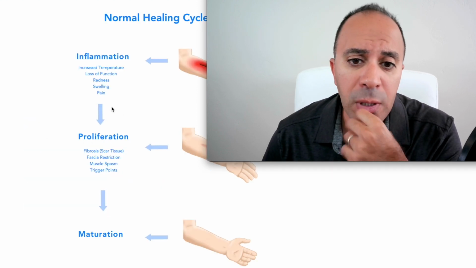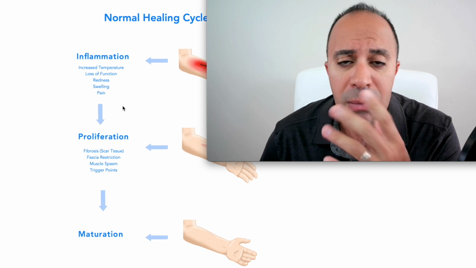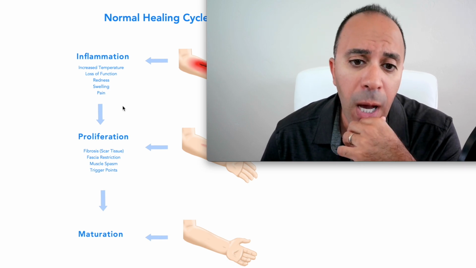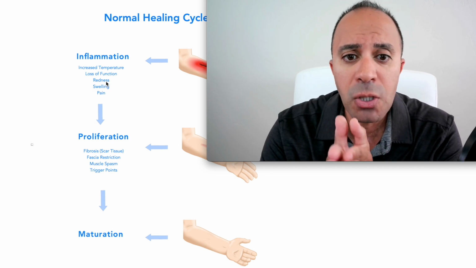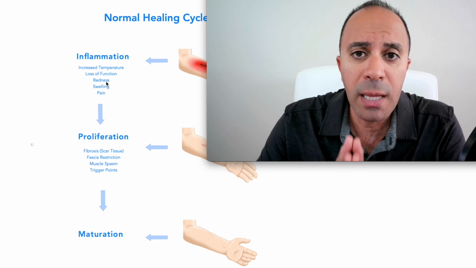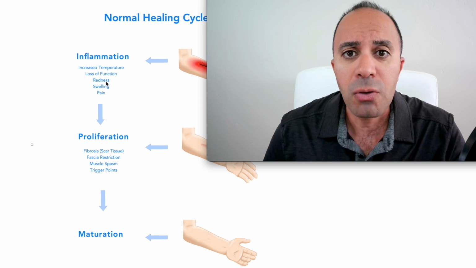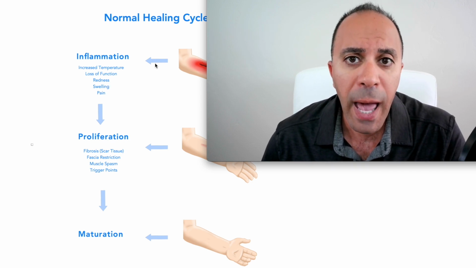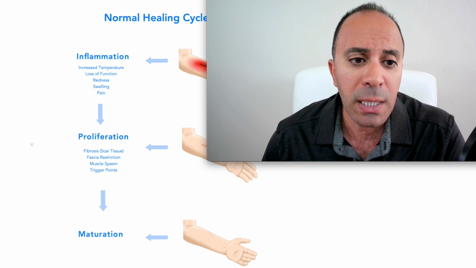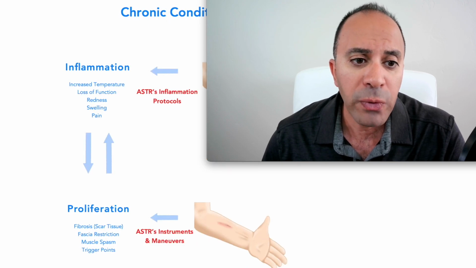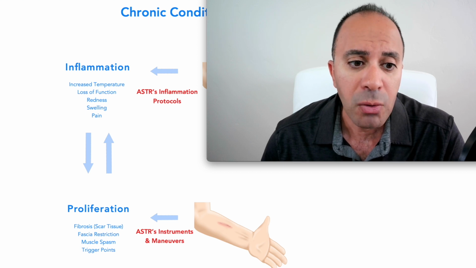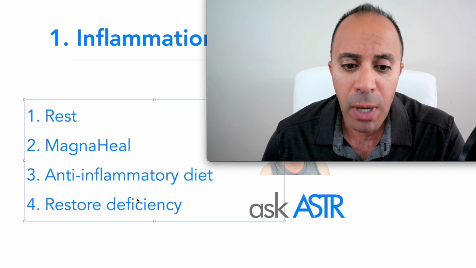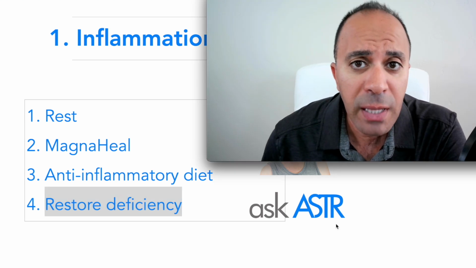For example, you need vitamin B, C, D, and magnesium for your body to transition from the inflammation stage to the proliferation stage and then the maturation stage. So if you have those deficiencies, your body is not going to move smoothly, and you will be stuck between inflammation and proliferation. So one of the things you can do at home actually is to take advantage of ASTR.